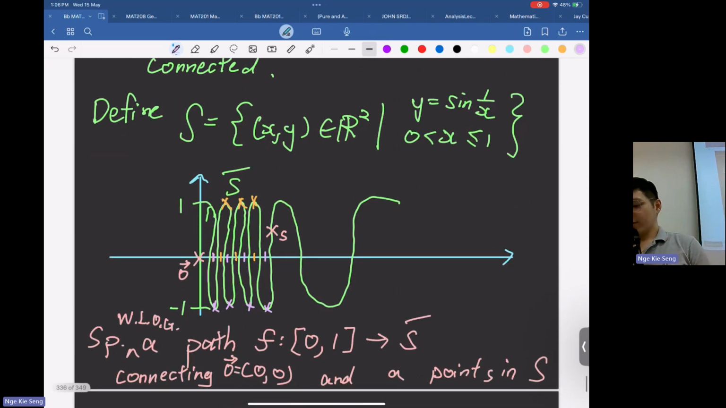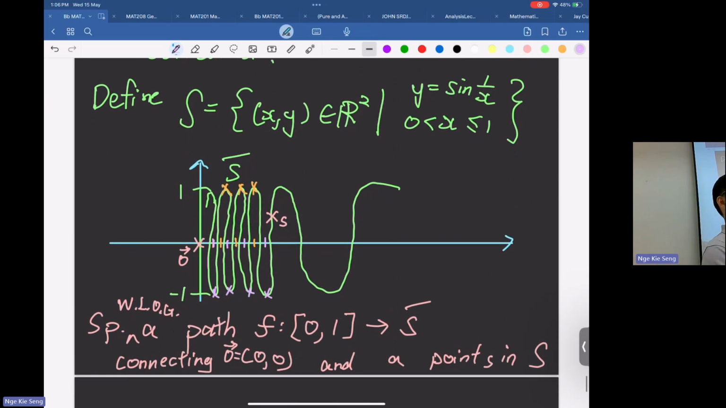Okay, I think for today we will just stop at this point. And then next time, I think we will go straight into compactness.